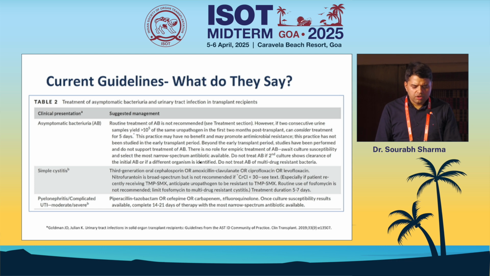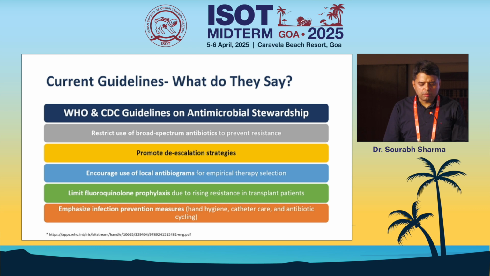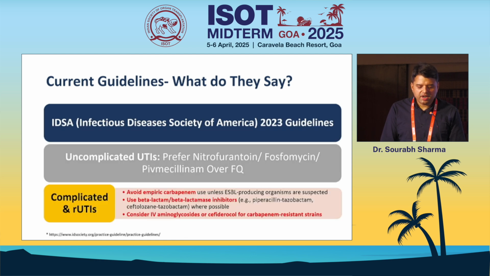What are the current guidelines? As per the American Society of Transplantation, regarding antimicrobial-resistant bacteria, in asymptomatic bacteriuria we don't need to treat multi-drug resistant bacteria. As per WHO and CDC guidelines, they promote restriction of use of broad spectrum antibiotics. They promote de-escalation strategies, encourage use of local antibiograms, limit fluoroquinolone prophylaxis, and emphasize preventive measures for UTI. Regarding the IDSA 2023 guidelines, in complicated and recurrent UTIs, they stress avoiding empiric carbapenems. They use beta-lactamase inhibitors and beta-lactams, and consider IV aminoglycosides and cefiderocol for carbapenem-resistant strains.